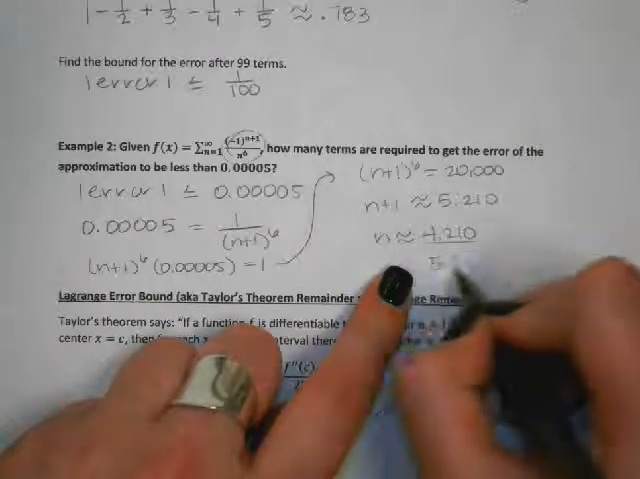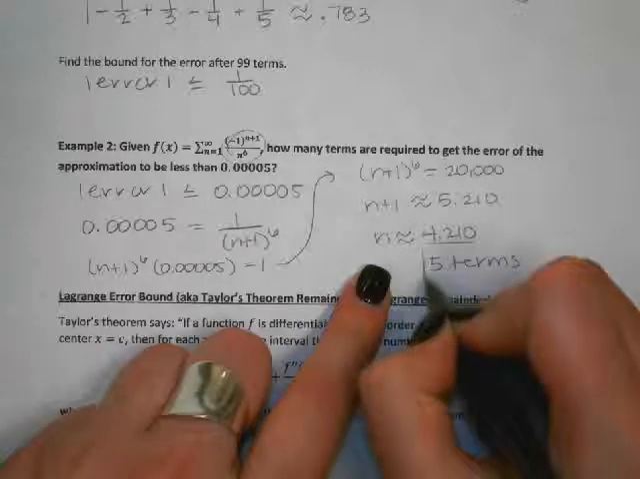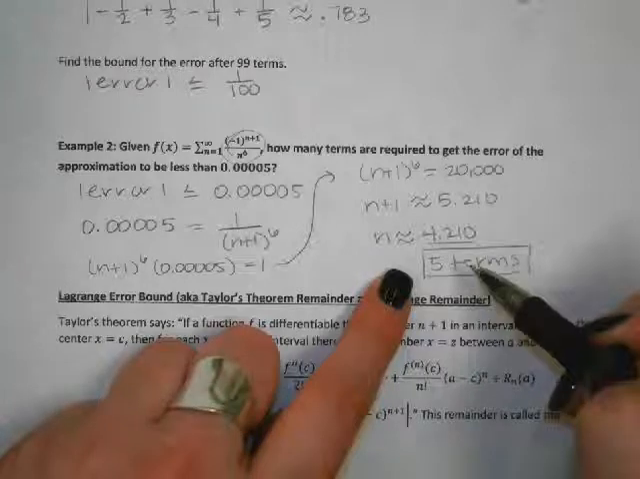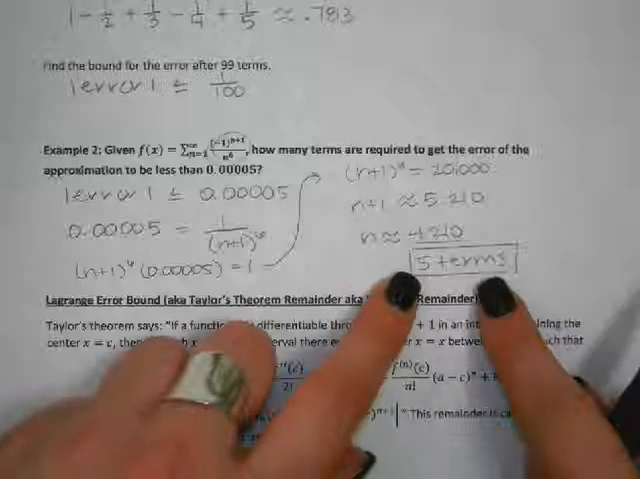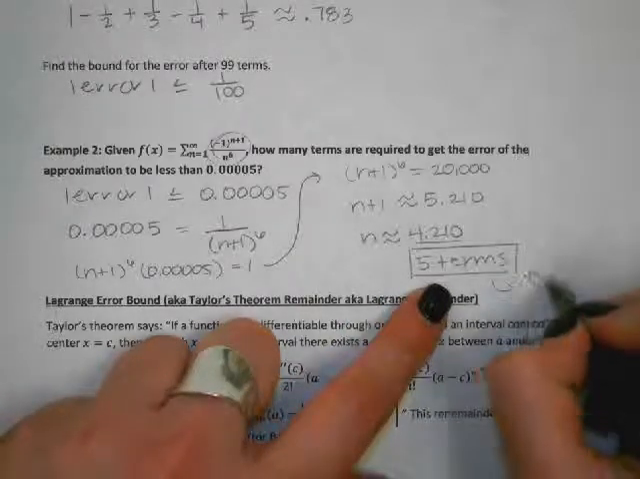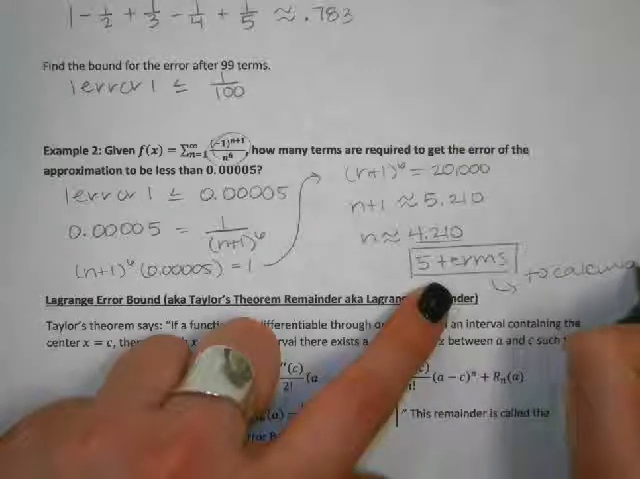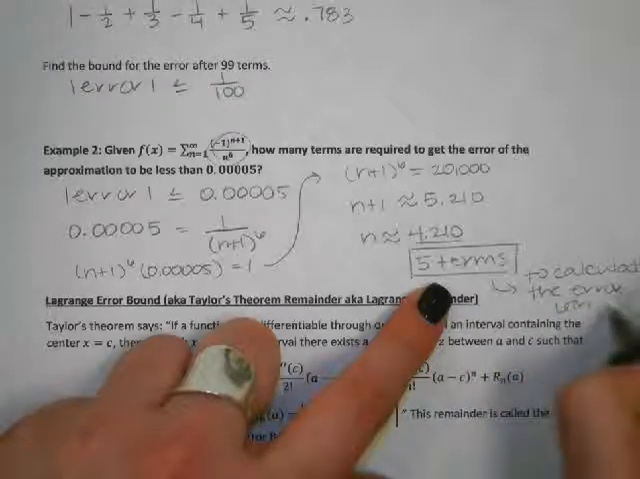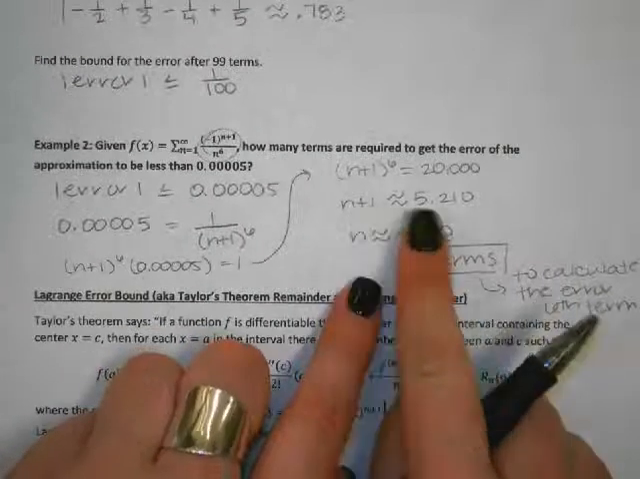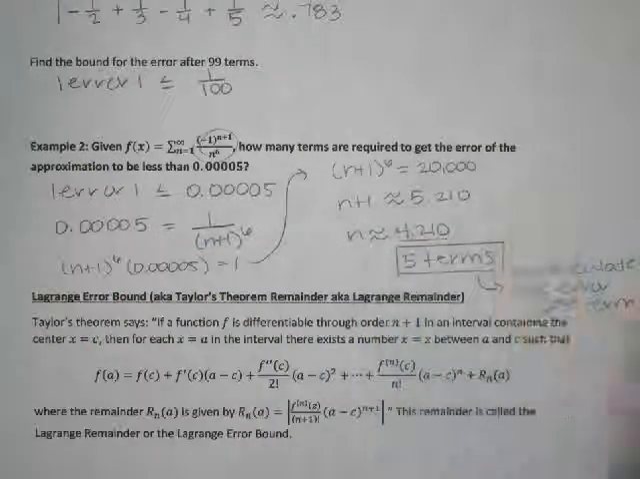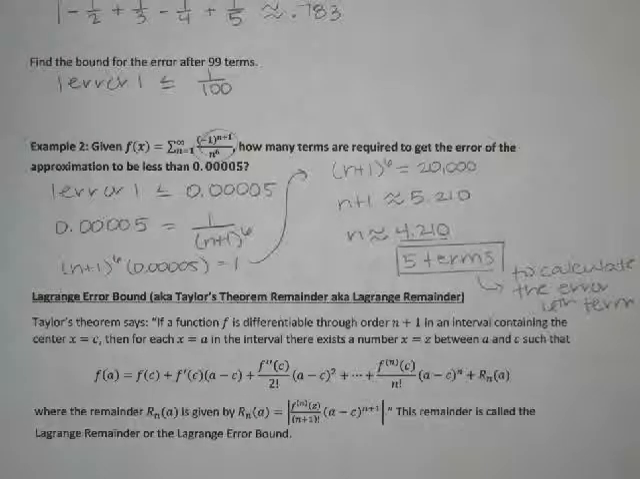And so we're going to say that we need 5 terms to have even more accuracy. If we rounded down, then we would have less accuracy because we'd have less terms. So 5 terms is how many we would need, and that would mean that to calculate the error, you would use the 6th term. And so that's why our n plus 1 was equal to 5.210, because the 6th term would have calculated that, 0.00005.